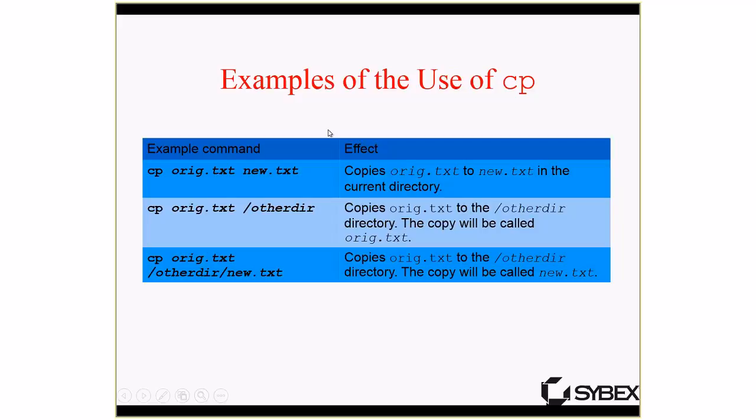So once again, the copy is you copy the original to the new. If you have a pathway of where you want to go, you can put the path. And if you copy the original text to a new file, it will create the new name for that file.